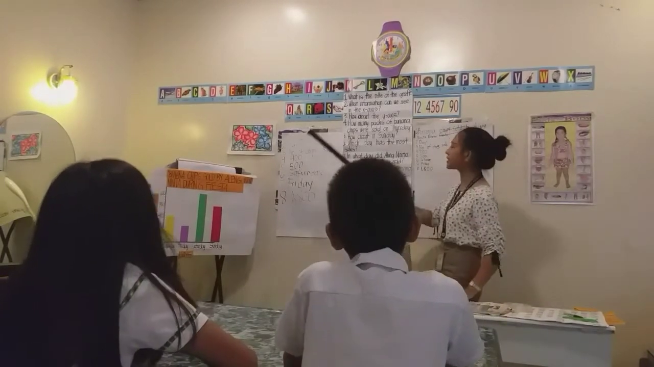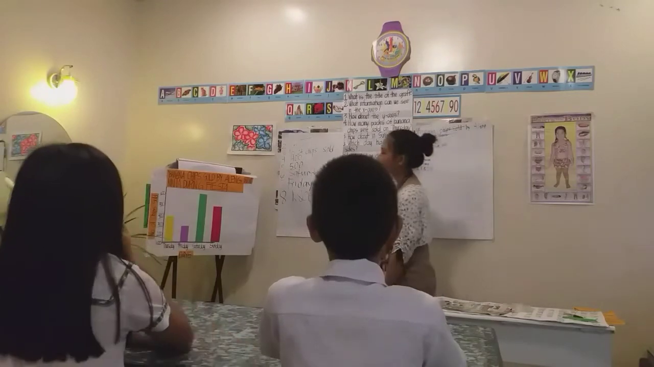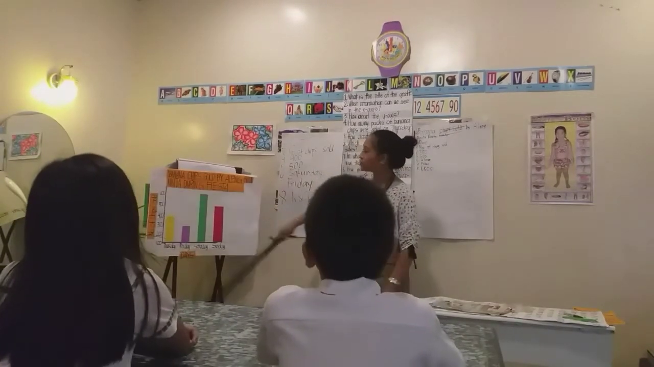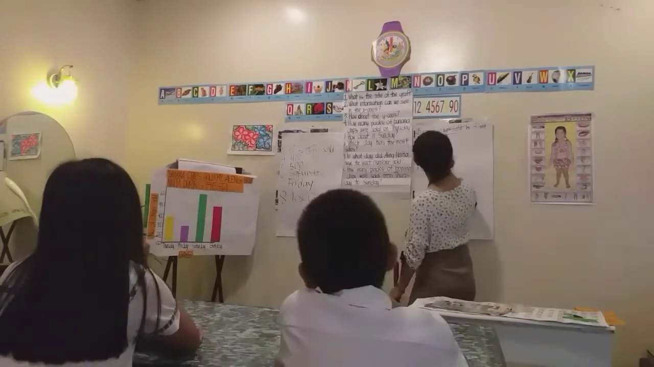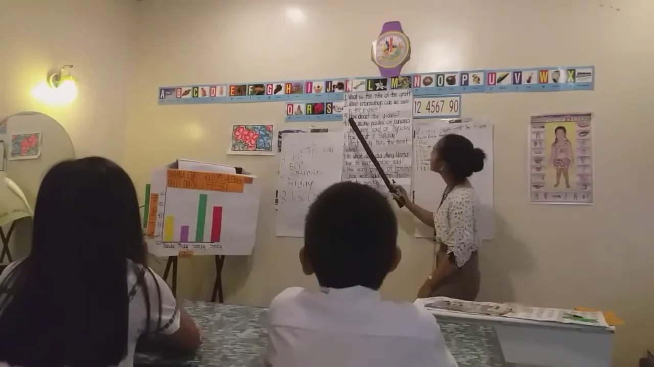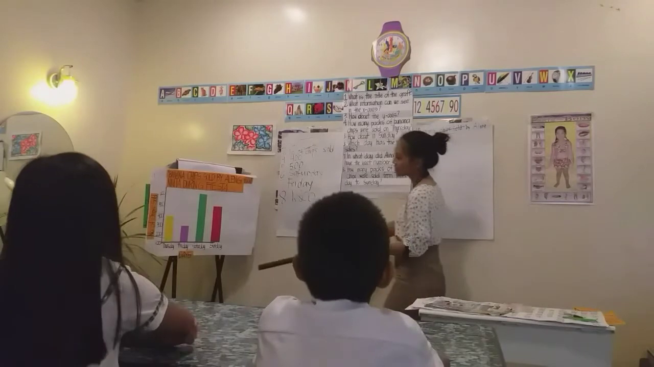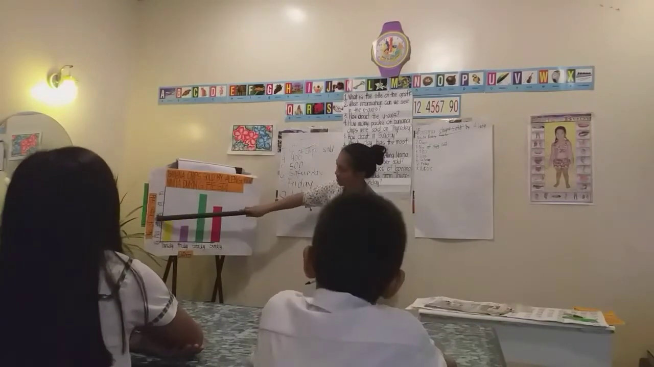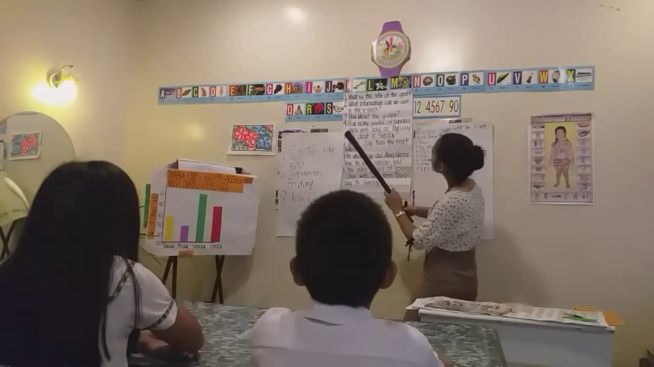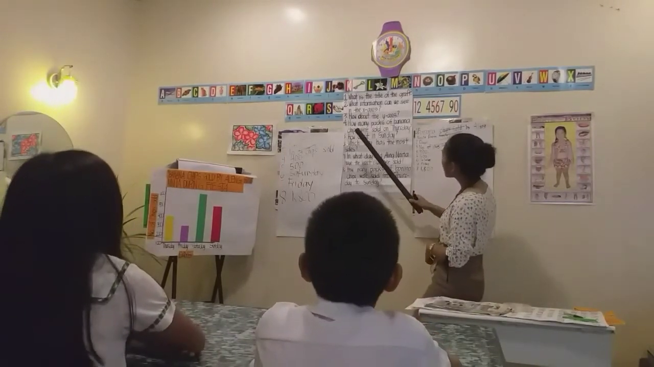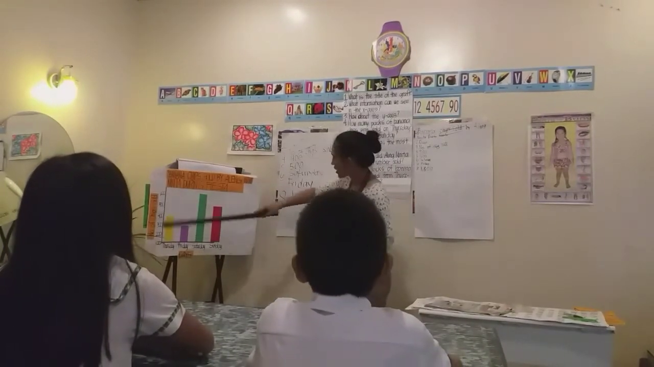Number three. Please quiet, class. How about the y-axis? Number of chips sold. Very good. It's correct. Number four. How many packs of banana chips were sold on Thursday? 400. Correct. Very good. Number five. How about on Sunday? 500. Correct.